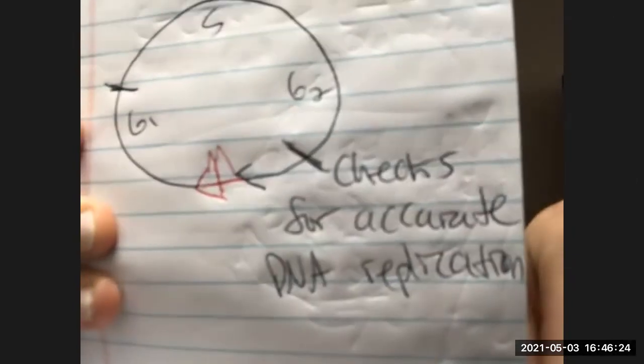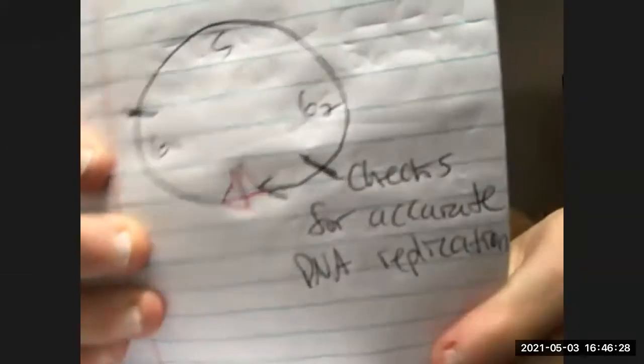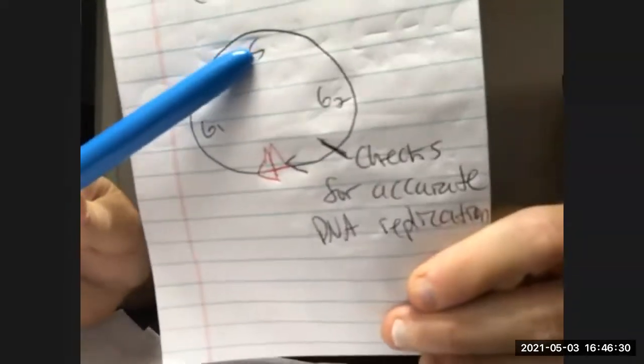Abnormalities, what kind of abnormalities? More specifically, what kinds of mistakes? There it is. Yes, the cell checks for accurate DNA replication. So when does DNA replication occur? It occurs in S phase, right? That's when all of the DNA is copied, right?